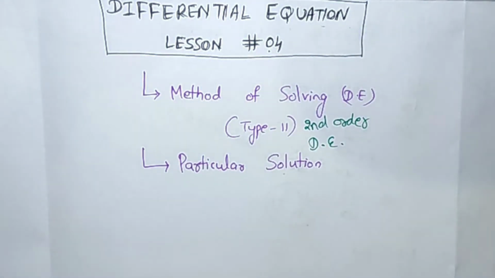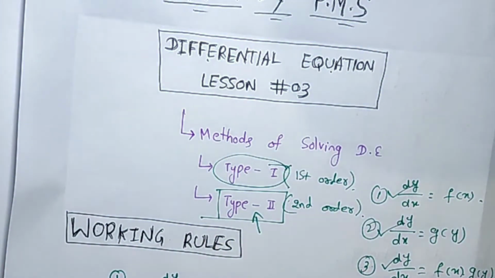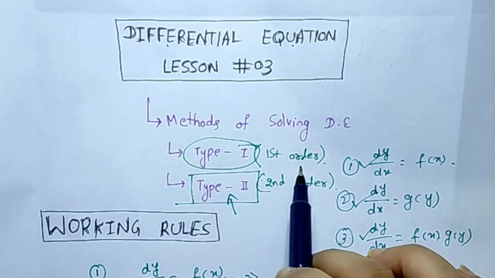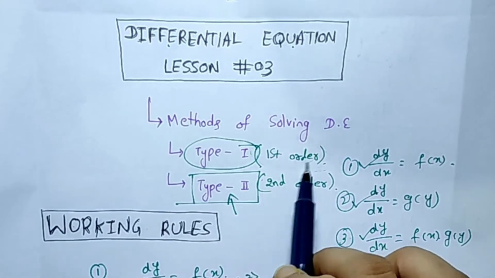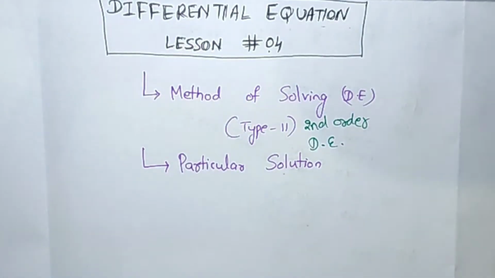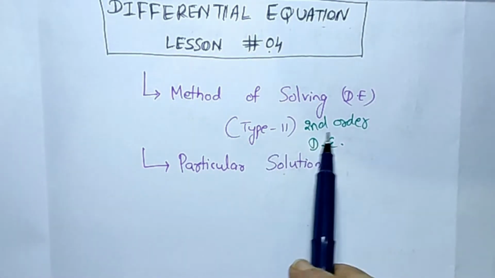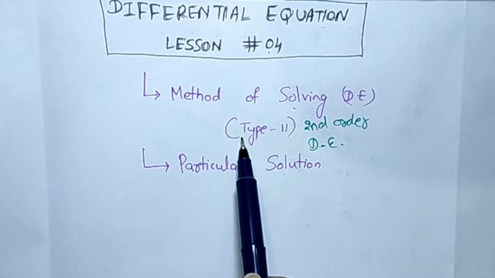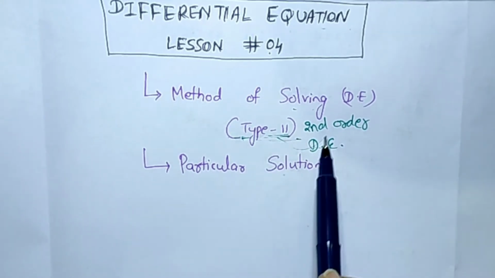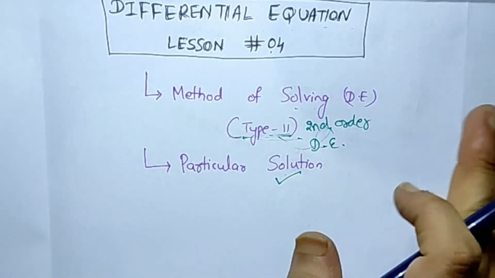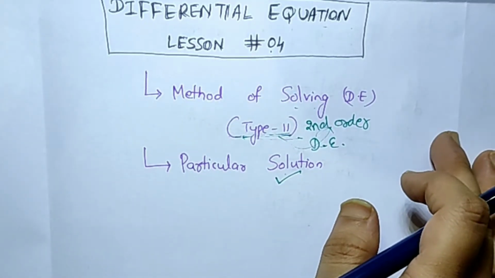In the previous lesson, we completed the method of solving differential equations of type 1, that is, first order differential equations. In this lesson, we are going to cover the second order differential equation form, which is the method of solving differential equations of type 2. Type 2 means second order differential equation and particular solution. These two topics we are going to cover. Okay, so let's get started.